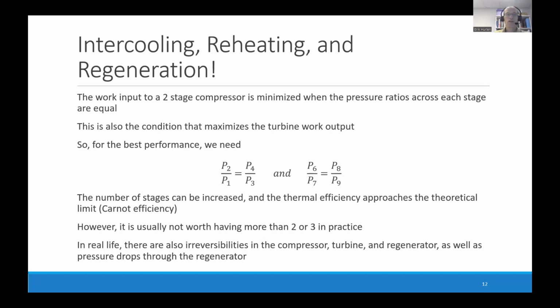However, in practice, these incremental gains are not worth the extra weight or complexity involved in having more compressors and turbines. And of course, this is all theoretical and idealized. In real life, there are irreversibilities, friction, and other energy sapping effects.